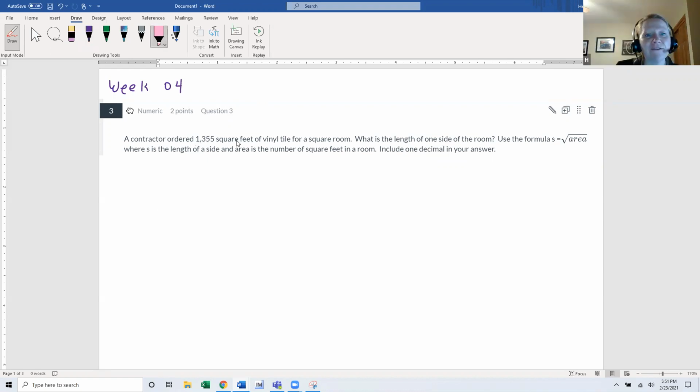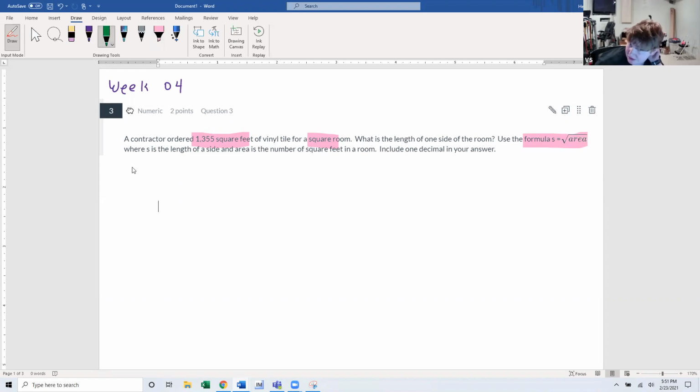All right, 1,355 square feet. Do you think this square part is important? Yeah, it does, right? Matters. All right. And then the formula. So we've got a formula down here. What are we trying to find? Square root of area.